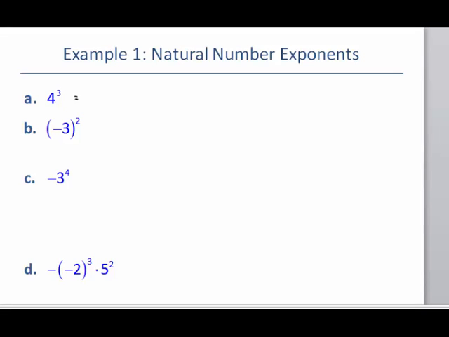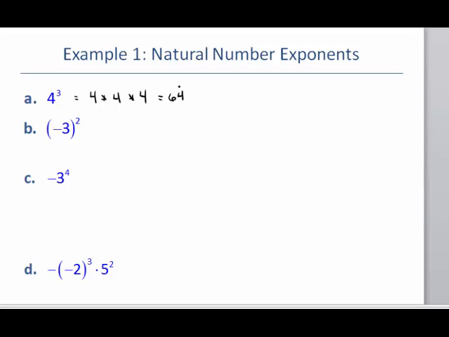We want to remember that 4 to the third is the same as asking us to multiply 4 times itself 3 times. So 4 to the third is equivalent to 4 times 4 times 4, which is equal to 64.